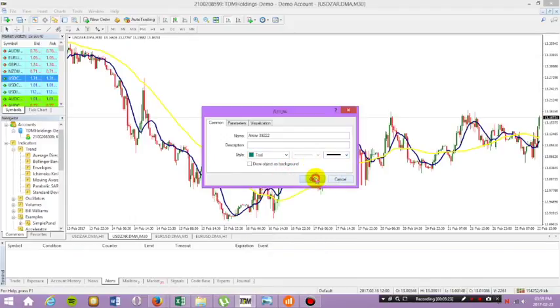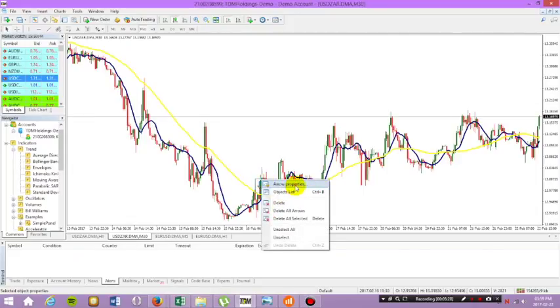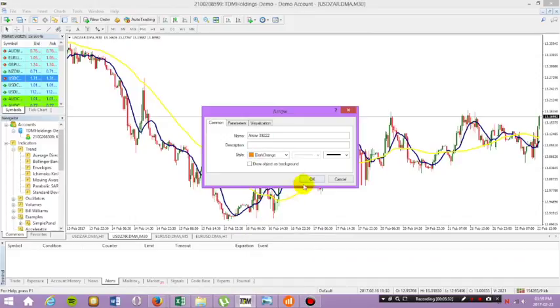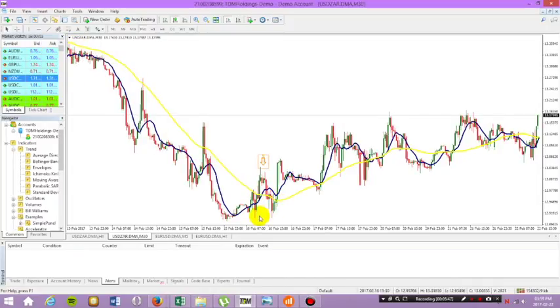I'm just gonna make it green. Hope that's visible. Actually, let me make it a contrasting color like orange, so it's easy to see. So at this point, you're getting a cross in your two moving averages, and that would be an indication in the change of your trend. And in this case, it would be saying that from this downtrend, we're starting to see a change in the trend and it's starting to move upwards.